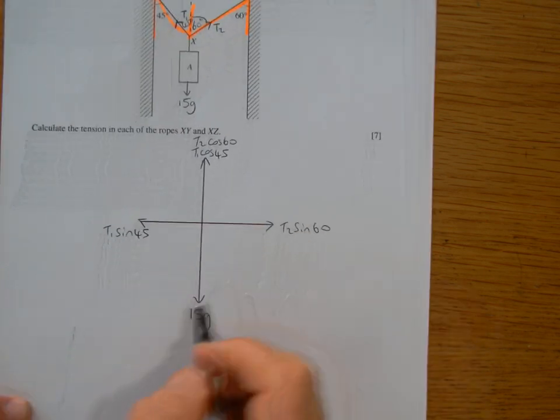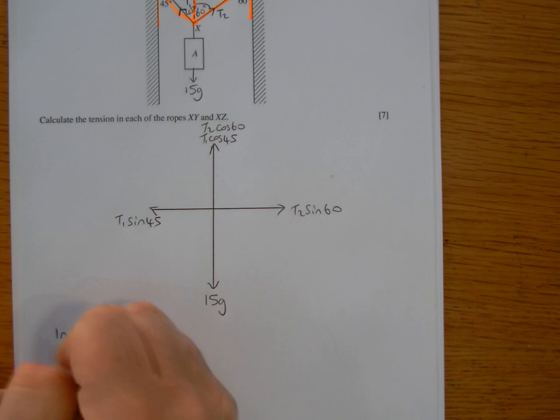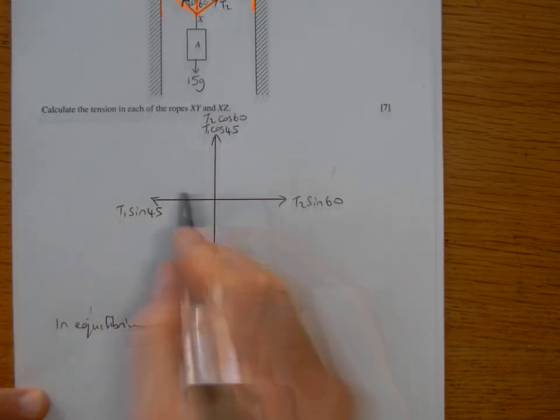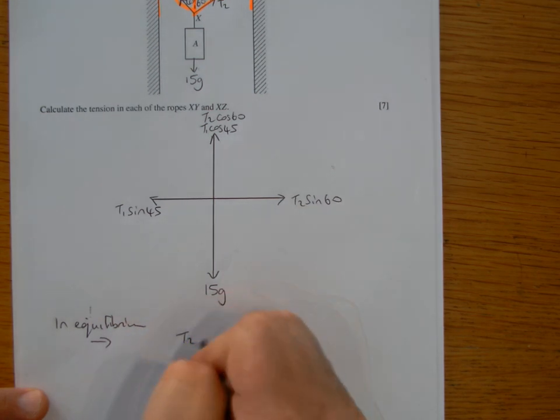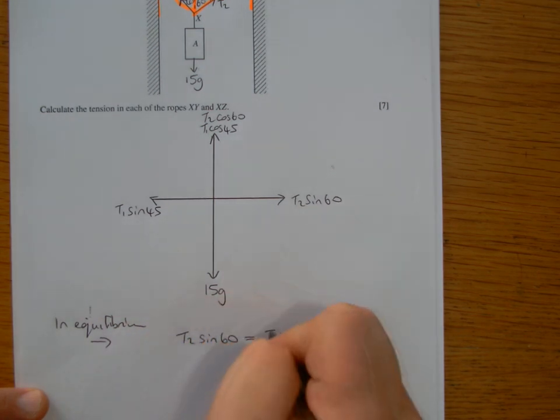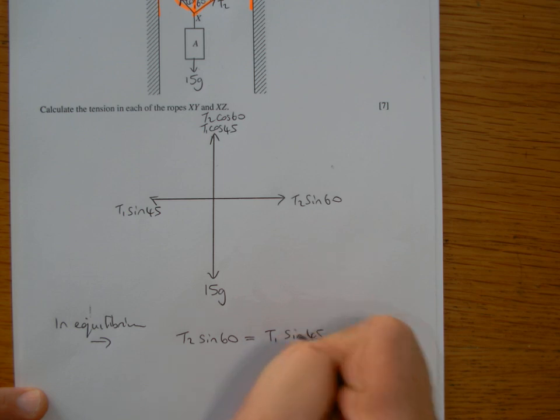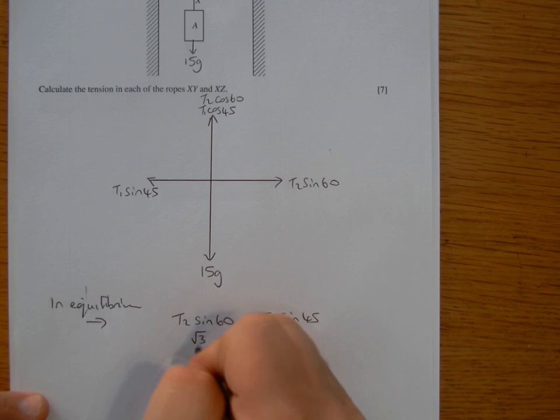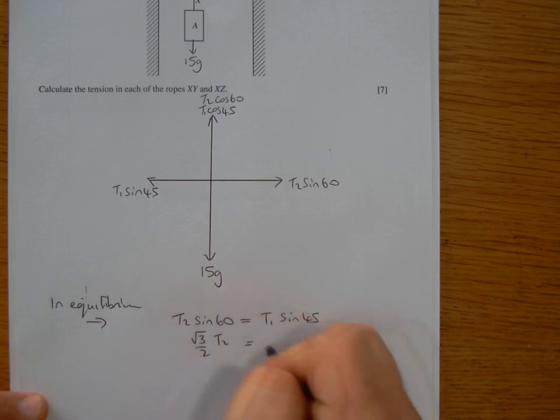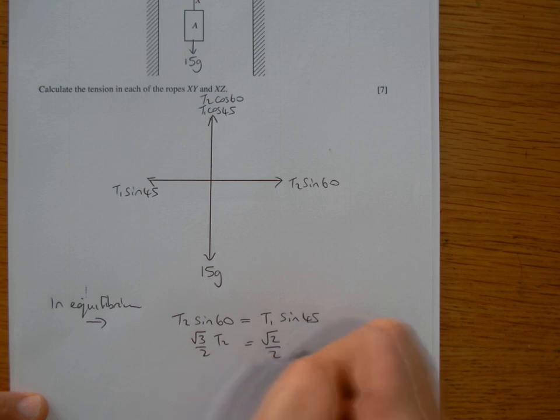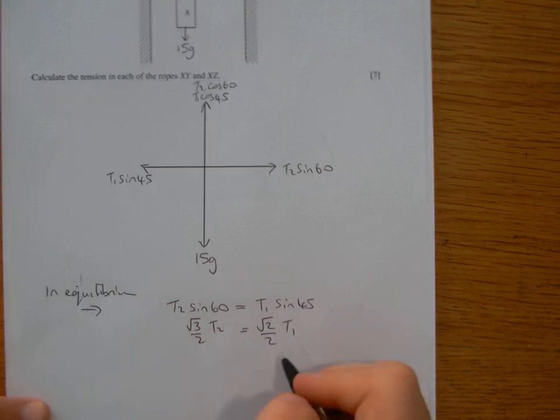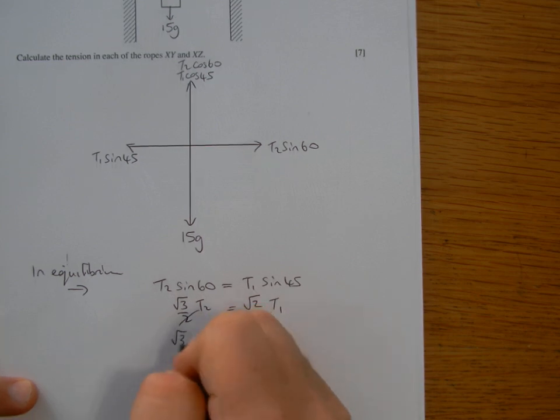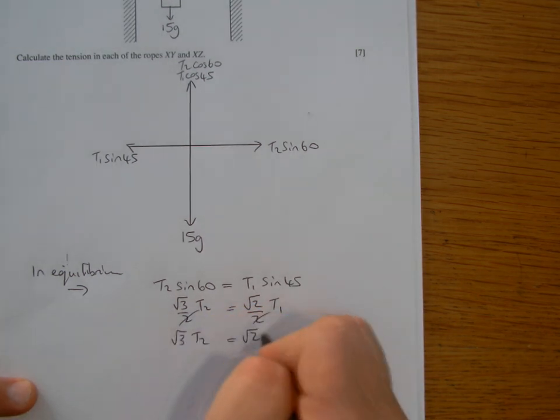And quite simply then, when we resolve forces, because they're in equilibrium, we can say that resolving across, T2 sin 60 is equal to T1 sin 45. Now the good thing is sin 60 is a nice-ish value. On your calculator you get root 3 upon 2, and sin 45 is also a nice value. You get root 2 upon 2 T1. So then the 2s will cancel. We can multiply through by 2, so we've got root 3 T2 is equal to root 2 T1.